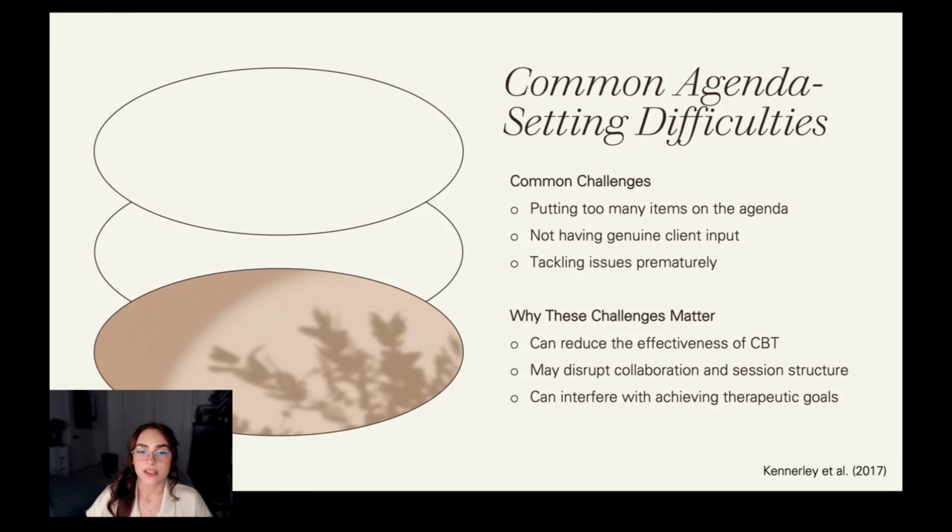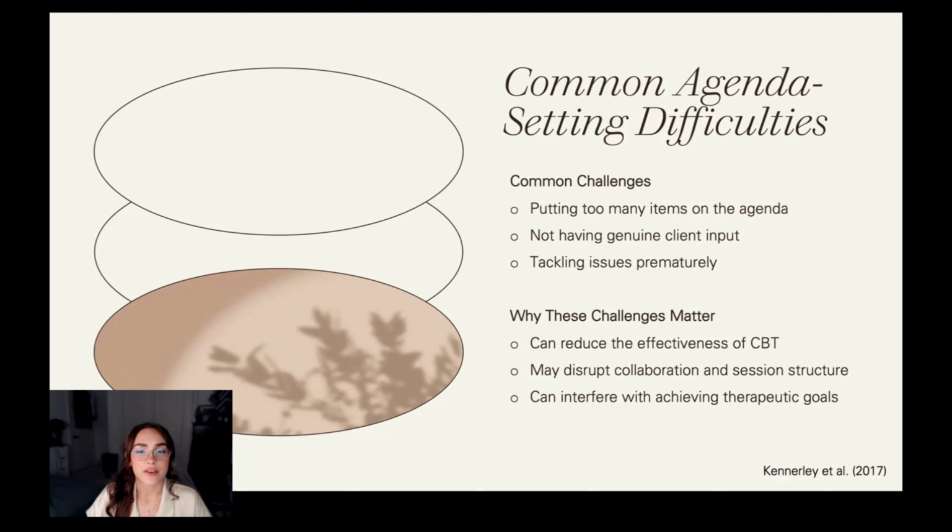Although agenda setting in CBT provides structure and direction, counselors may encounter challenges that interfere with effective implementation. Kennerly and colleagues stress that agenda setting is more than simply creating a list of discussion topics. When agenda setting is implemented poorly, it can reduce collaboration as well as disrupt the flow of the session.